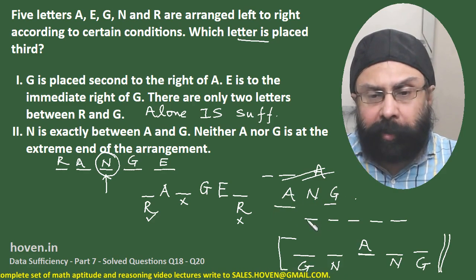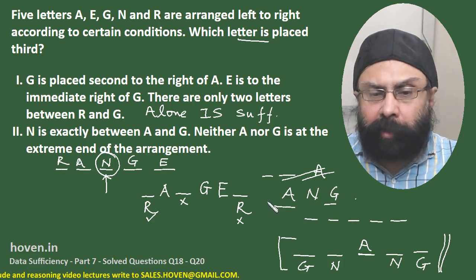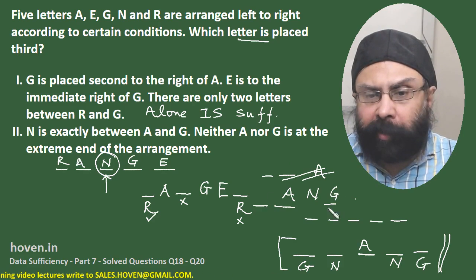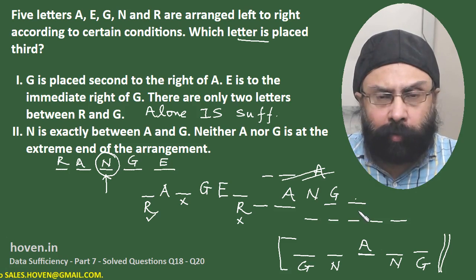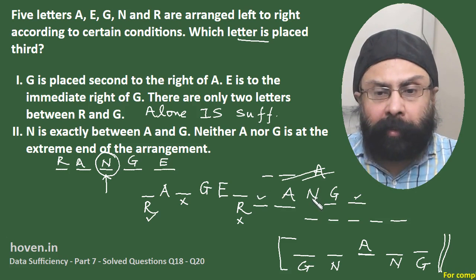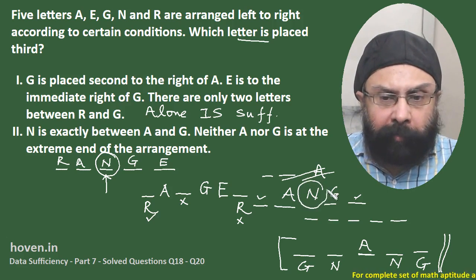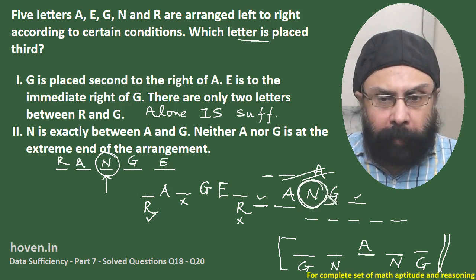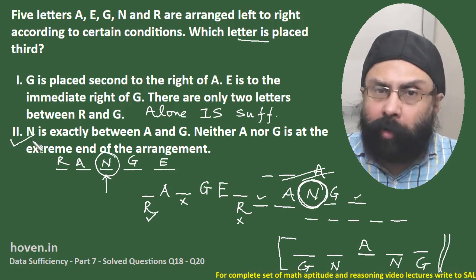This way or the other way around. But neither A nor G is at the extreme end. This means there is somebody to one side of A and somebody to the other side of G. You can look at this from that angle also. Somebody is here, somebody is here, A is there, G is here, and between them is N, and N will obviously come in the middle. Therefore, N can be determined, the letter in the middle can be determined on the basis of the second statement also.